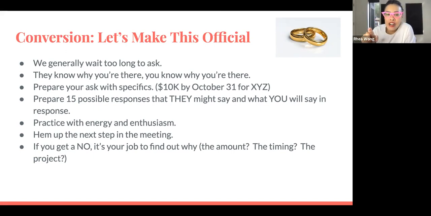The key here is that you should also brainstorm prior to the ask all of the 15 different things that they might say and what you might say in response. Generally speaking, the things that they might say fall in the category of why me, why now, what's it gonna do. You have to have answers for these things. Because you've prepared your answers, you feel more confident in the ask, which is not to say that they may not ask the 16th thing that you didn't think of, but it's about bringing a level of energy and enthusiasm to the ask, right?